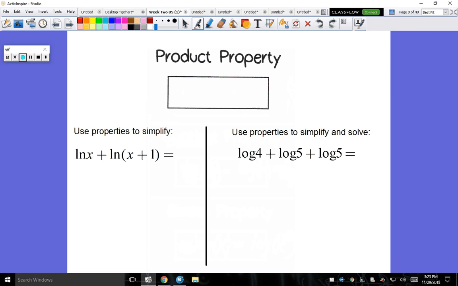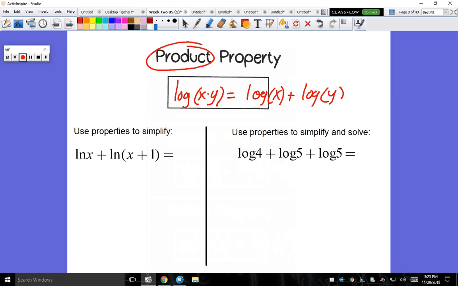Alright, we're going to use the product rule property, okay? Again, we know that log of x times y is log of x plus log of y. Anyone want to volunteer?